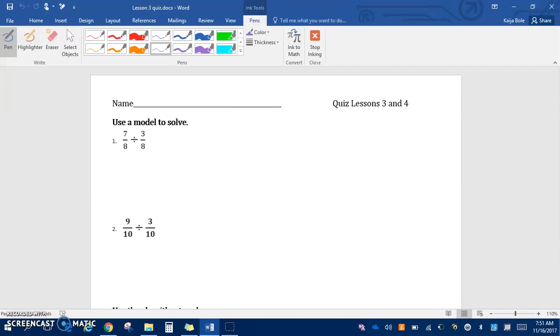Alright, so here we are for our quiz corrections for our division quiz. For number 1 and number 2 it says use a model. So for number 1 I have 7/8 divided by 3/8.